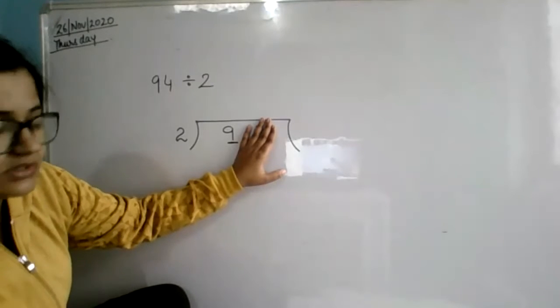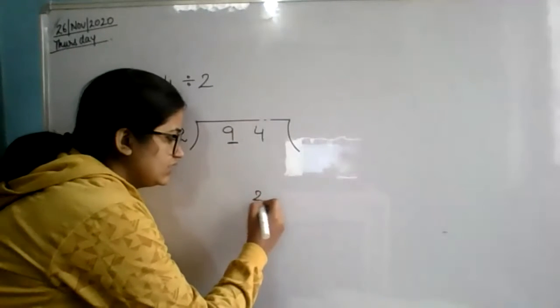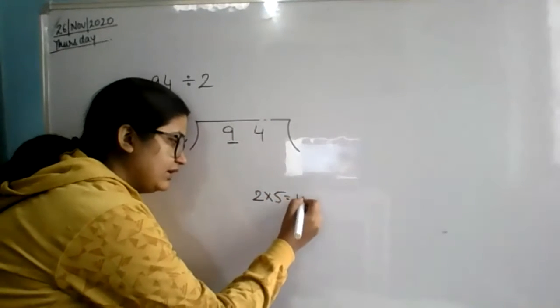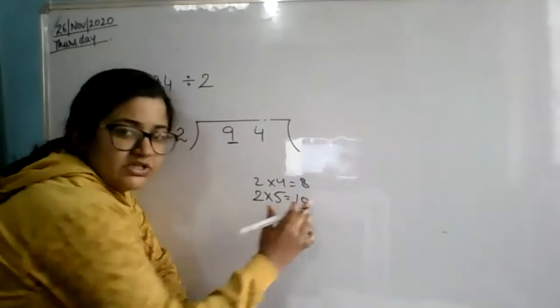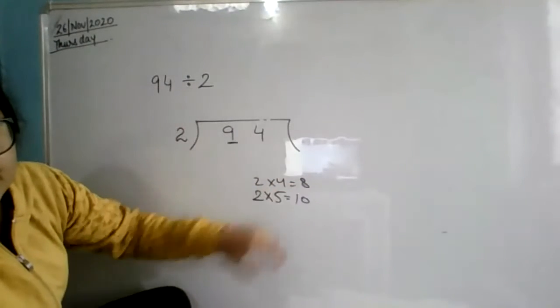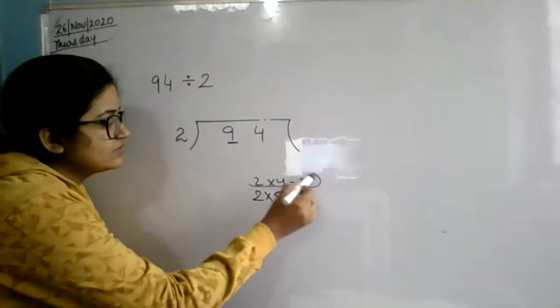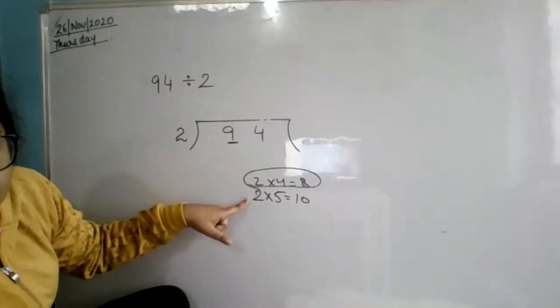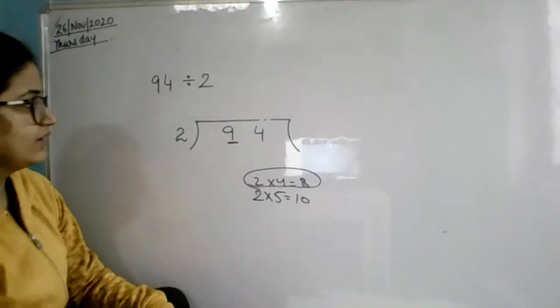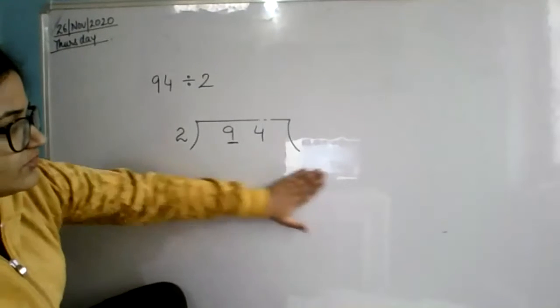2 4s are 8, you can check. 2 5s are 10 and 2 4s are 8 came. So where is 9? It will come in between both. If it is coming in between them, we will take the smaller one. The number lies between them, so we don't take the bigger one, we take the smaller one. So what will we do here? We have to take 2 4s are 8.